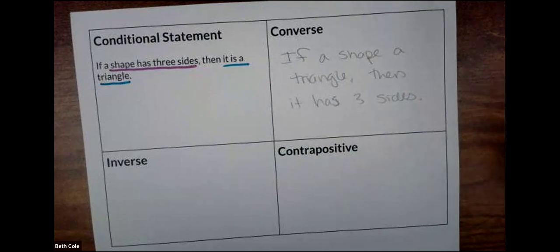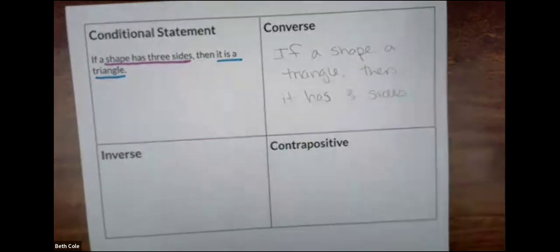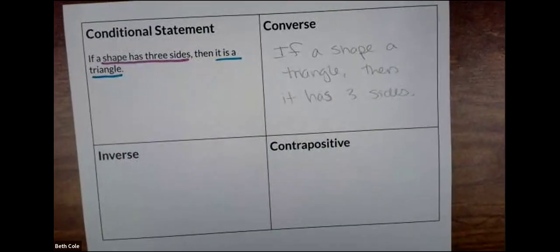Is that true? If a shape is a triangle, then it has 3 sides. Yeah, that's true. Is the other one true? If a shape has 3 sides, then it is a triangle? Yeah, also true. The shape has 3 sides, it's a triangle. All right, so that's converse.